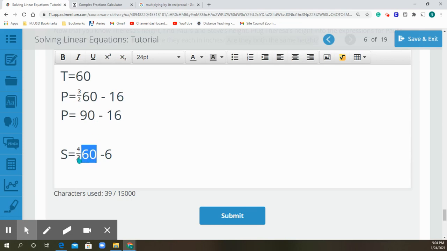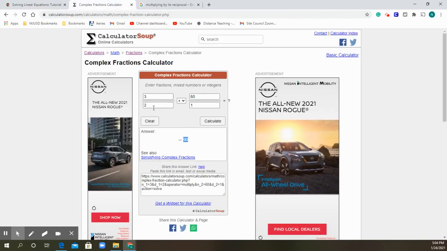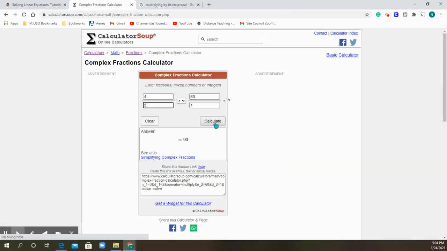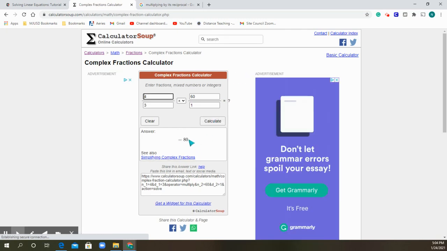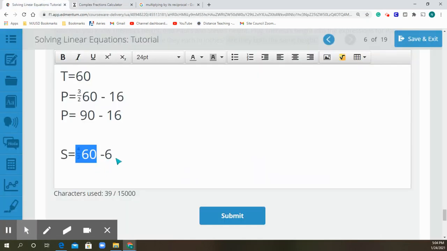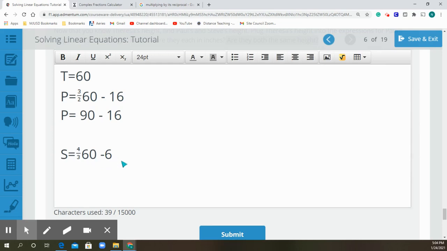I'm going to go ahead and skip down to this one and do the same thing since we're in that mode. So 4/3 times 60 over 1 equals 80. So S equals 80 minus 6.